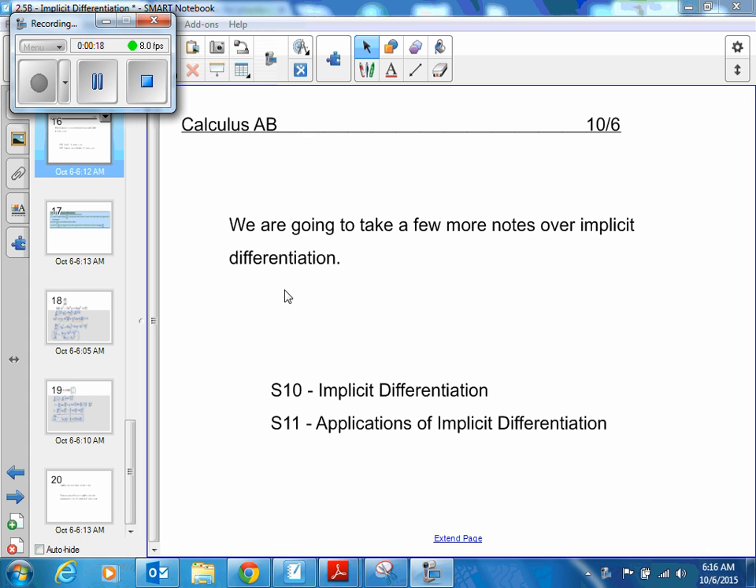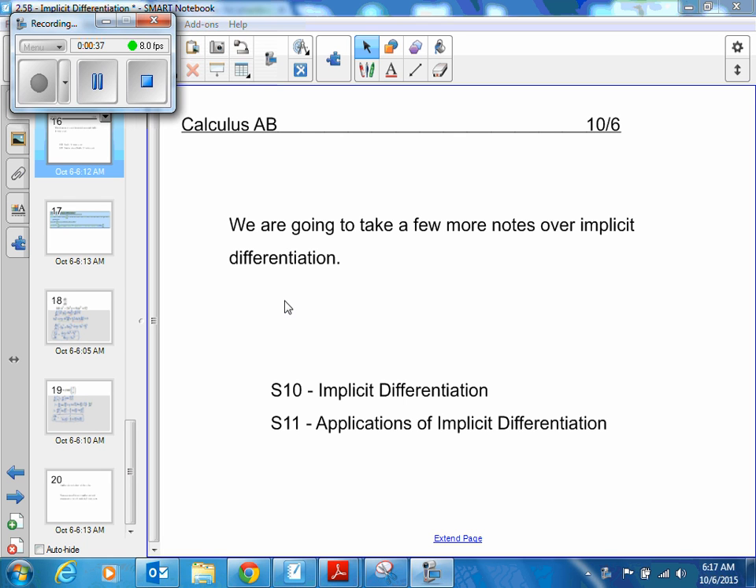Today, we're going to do a little bit more with implicit differentiation. I asked you to do those 5 problems last night. Those are going to come into play here at the end. But I want to show you a few more examples, get you a clearly defined process for implicit differentiation, and work on some applications today.